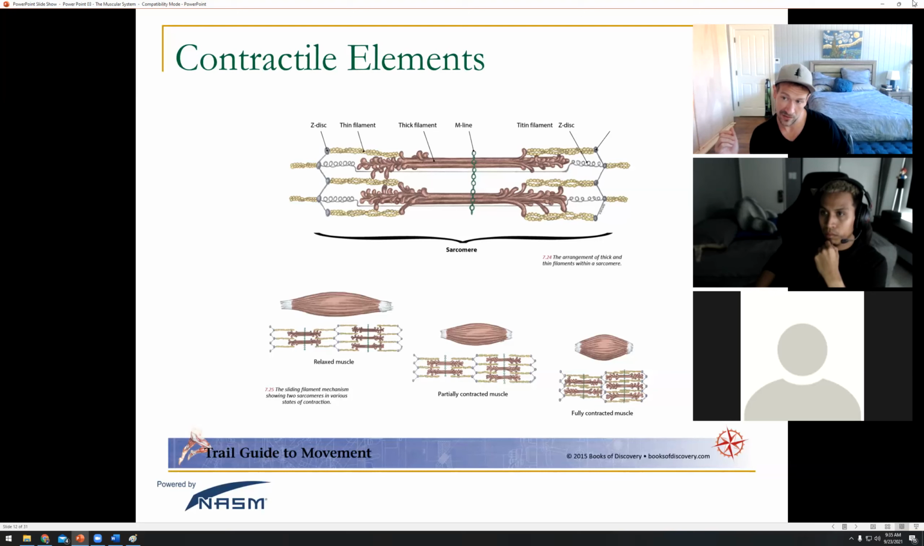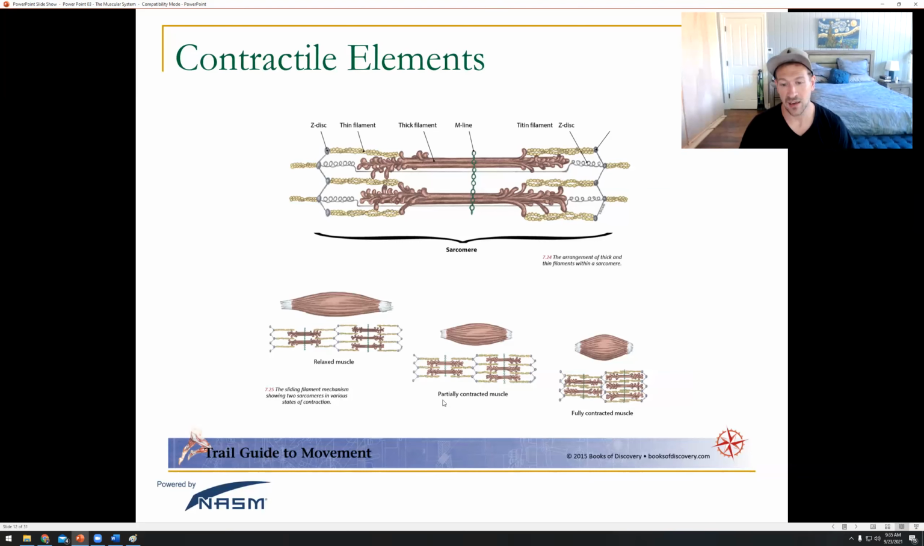Well, it zaps the muscle with a little bit of electricity, and that little bit of electricity runs across the muscle cell, and that triggers the release of stored calcium. Calcium floods in, the chaperones move out of the way, and the contraction takes place. So, then you can see here's a partially contracted and there's a fully contracted muscle.